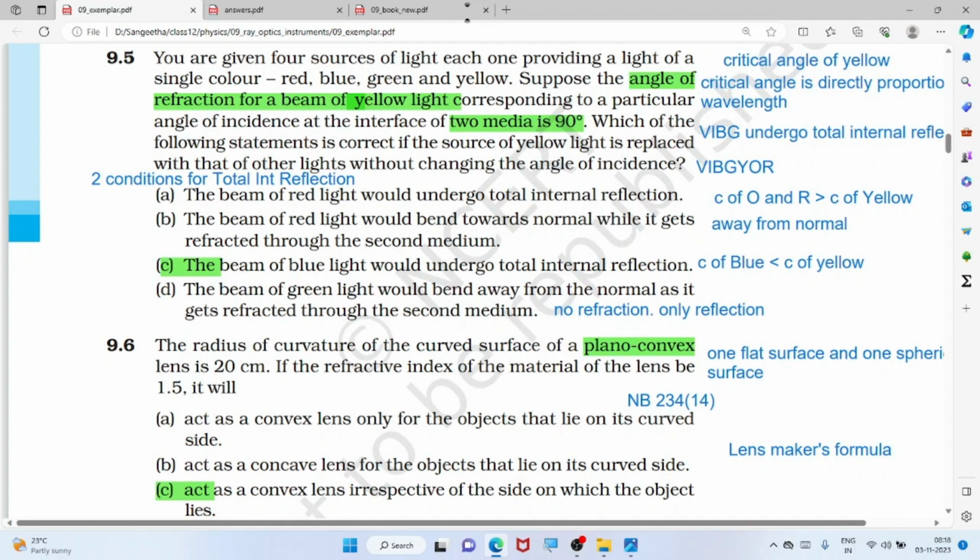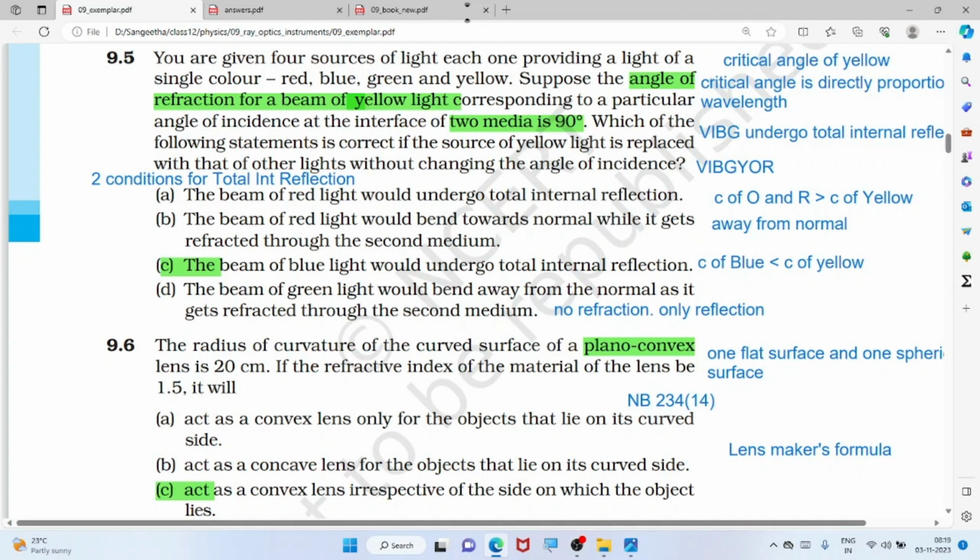Total internal reflection has two conditions. One is denser medium to rarer medium, and the angle of incidence should exceed the critical angle. The beam of red light would undergo, no, this red won't undergo because its wavelength is after yellow. So only yellow critical, they are not changing the angle of incidence. So below this only will undergo total internal reflection. The red light would bend away from the normal. Denser to rarer means it should be away from the normal.